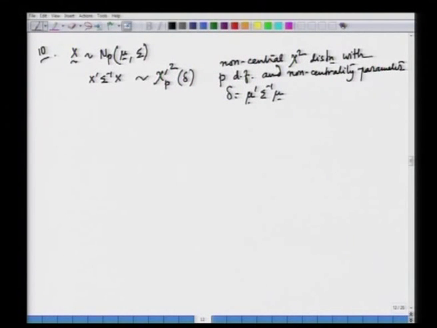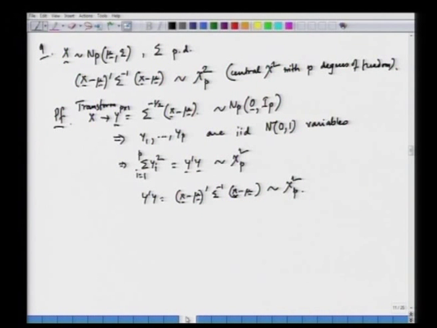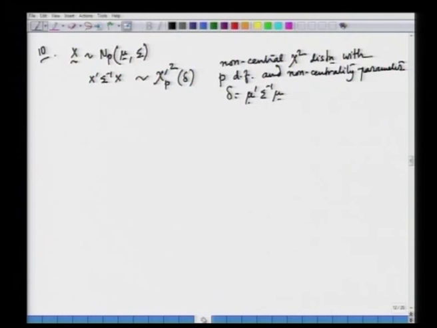We have been considering distributions of quadratic forms involving the random vector x, which follows a p-dimensional multivariate normal distribution with mean vector mu and covariance matrix sigma. The first such quadratic form that we had discussed is the exponential part of the multivariate normal PDF, and very conveniently we ended up with a central chi-square distribution with degrees of freedom equal to the dimension of the data, that is x.